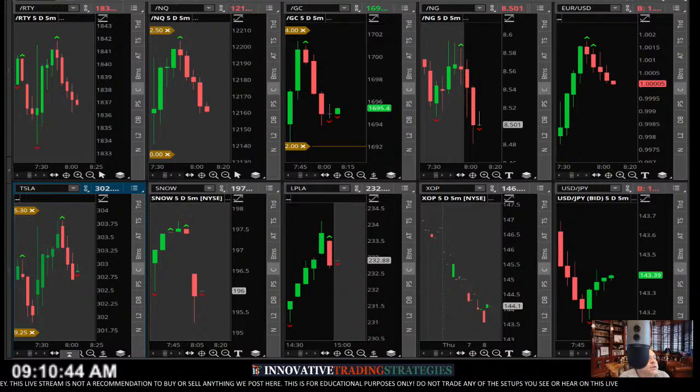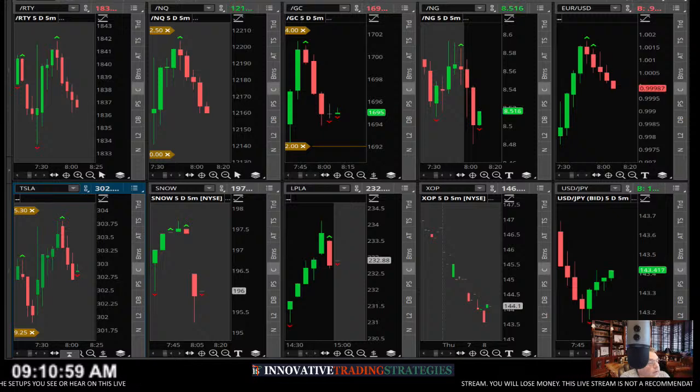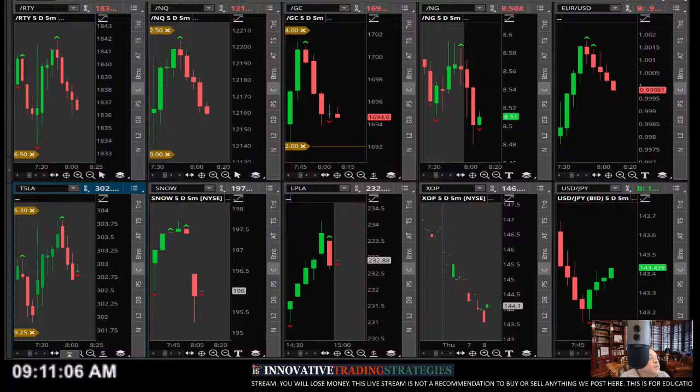RTY, which is going to be your mini Russell. It has a target down here of 1826 and a half. And its HF1 reversal would be coming in at 1849.